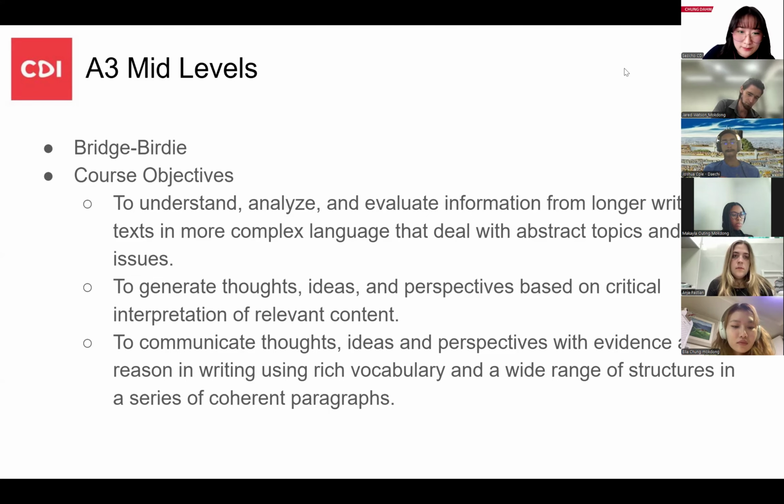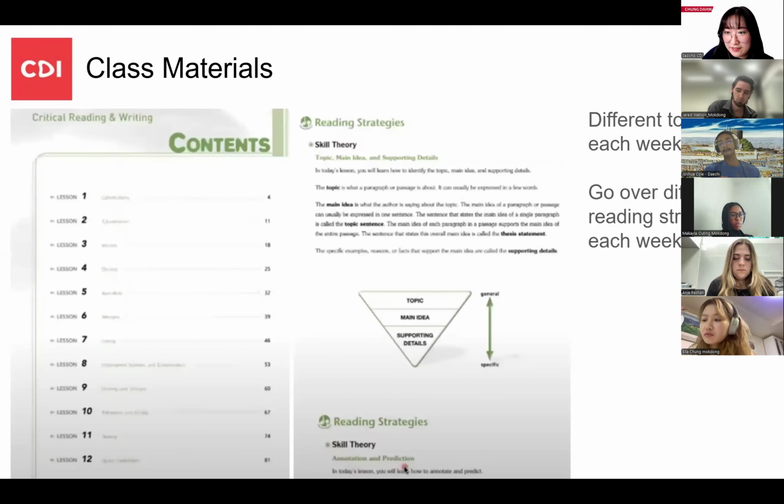Okay, so the course objectives are very similar. So we're using some text to understand, analyze, and evaluate the information. We want to generate some thoughts and ideas. So they need to be speaking a lot in this class and sharing their own thoughts. And then also we need them to communicate their thoughts and ideas, like through their project or their writing. So very similar to A3 low.